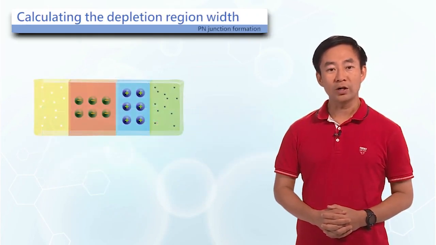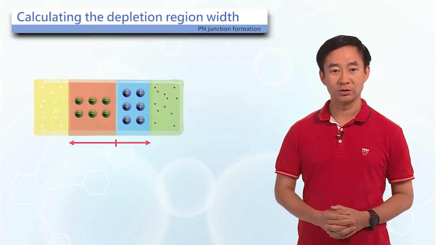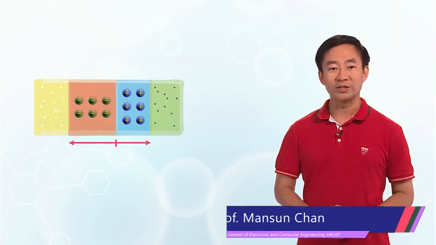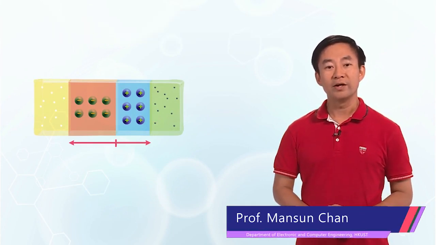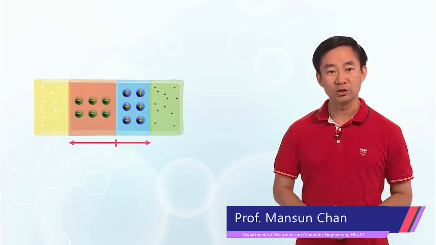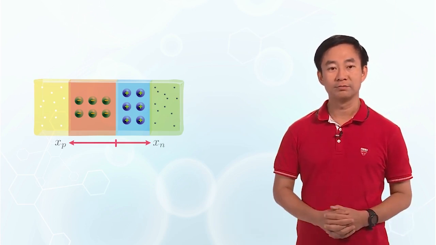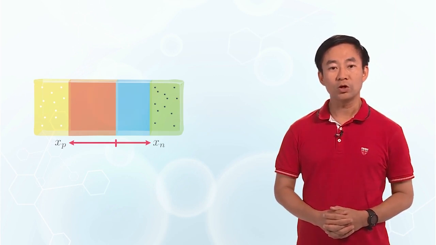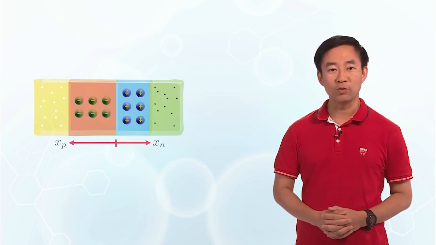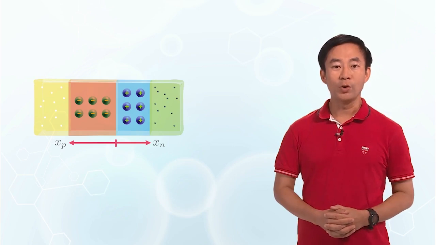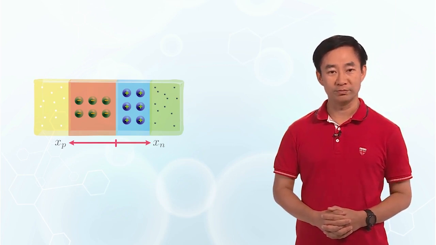The next step is to calculate the width of the depletion region. Let's look at the physical representation of the p-n junction and label the two ends of the depletion regions as xp and xn. As the charges on the two sides of the junction have to be balanced for neutrality, we can immediately write down the relationship.